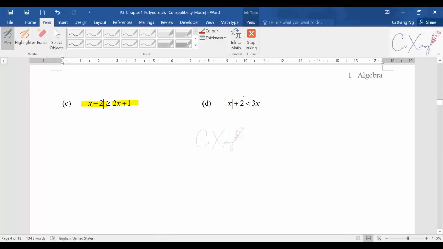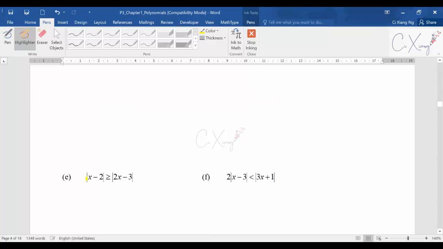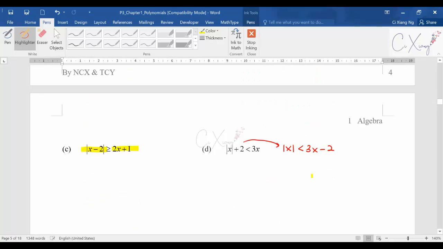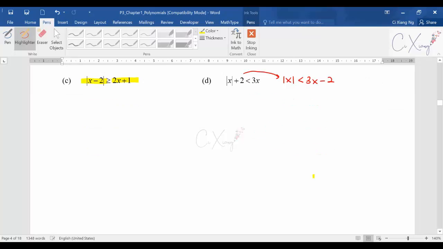For part D, you need to do some adjustment first. You make it x smaller than 3x minus 2. Again, it belongs to pattern number 2, where one side has a modulus and the other side has no modulus but has x. Then the third pattern is both sides also have a modulus. So we still have these three patterns here. For the examples later, I'll show you a few. Maybe I will show you A, C, E, and you try B, D, F again.